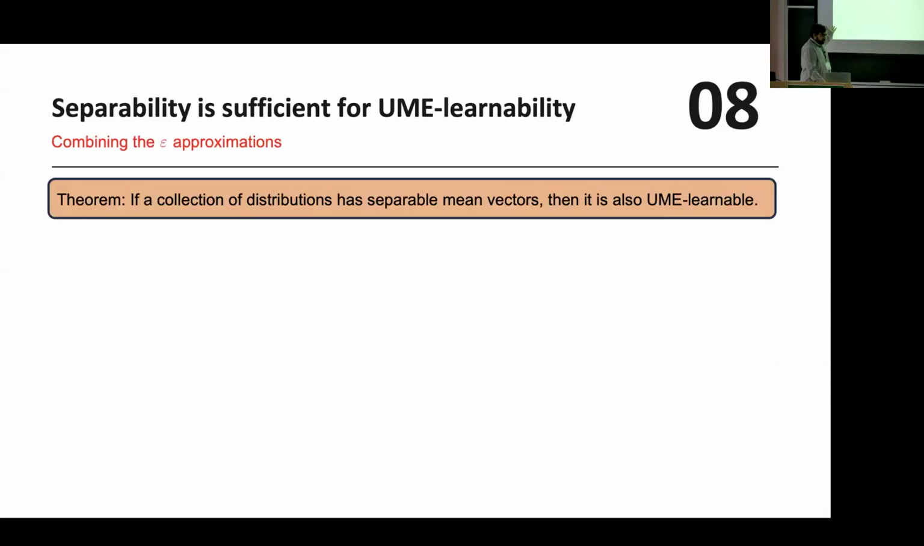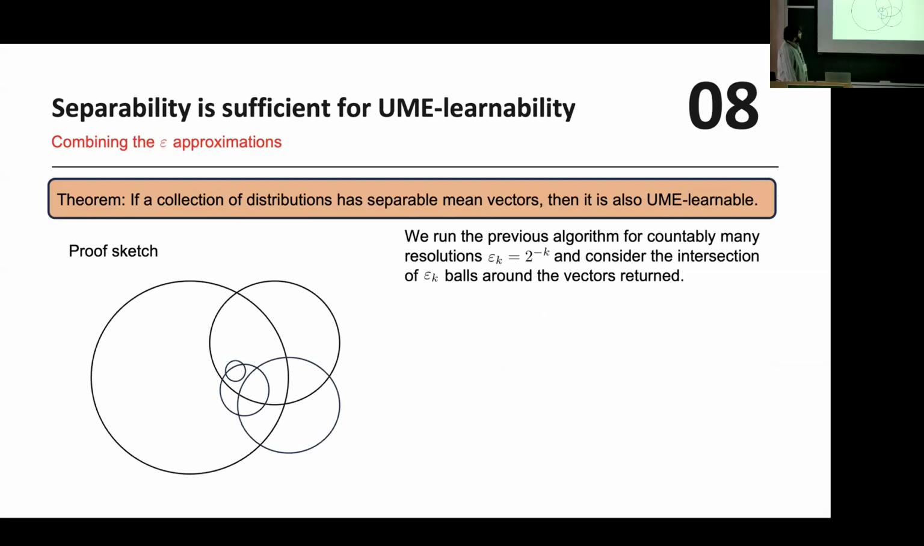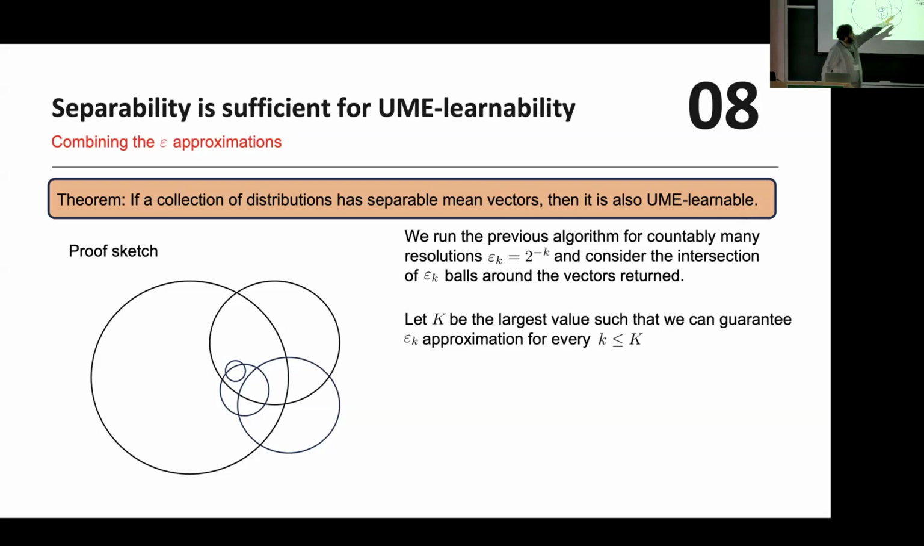Now we use those previous approximations to find what exactly Q star is. So what we do is we run our previous algorithm for countably many resolutions and look at the L infinity balls around the vectors that were returned by the previous algorithm, and let capital K be the largest value such that we can guarantee for every little k less than capital K, we have an epsilon k approximation.